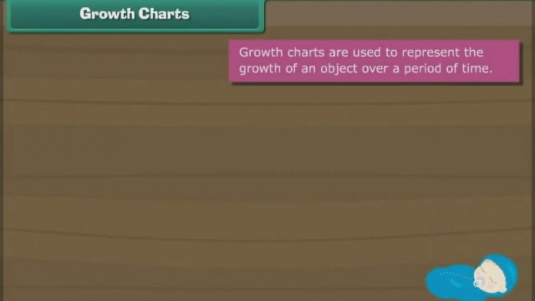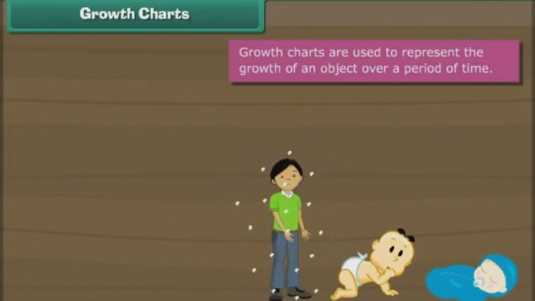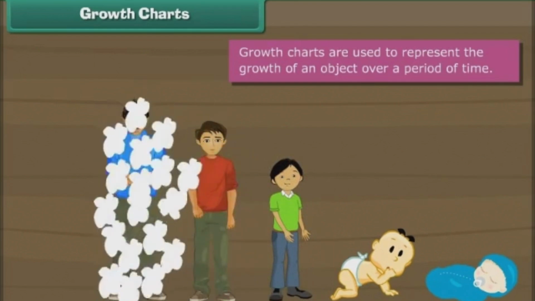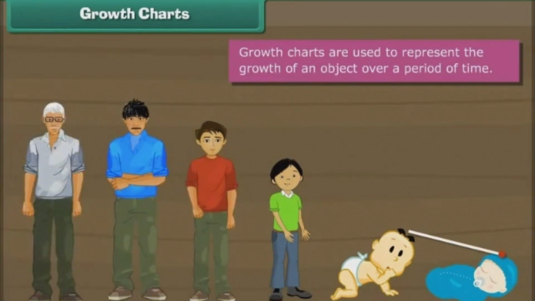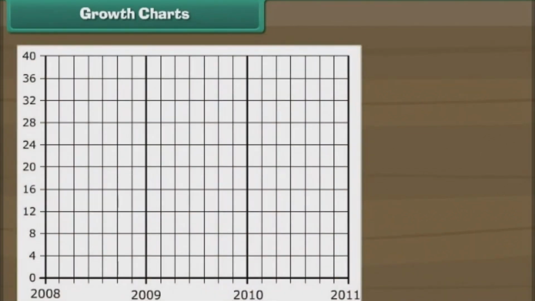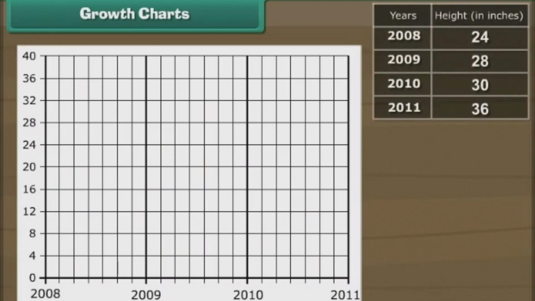Growth charts. Growth charts are used to represent the growth of an object over a period of time. Let us now trace the growth of Ravi over the past 3 years. We represent height vertically and years horizontally. In 2008, Ravi was 24 inches tall.